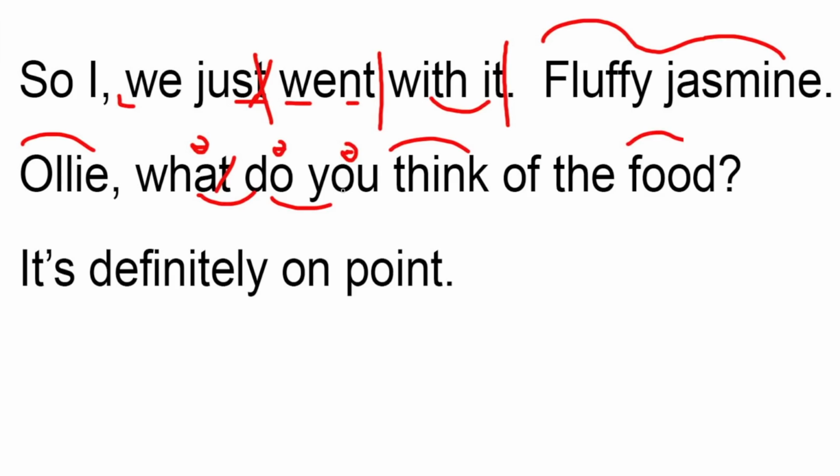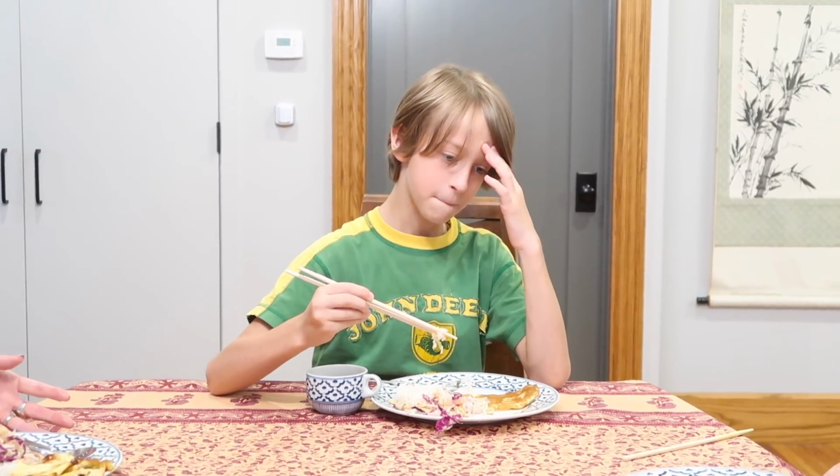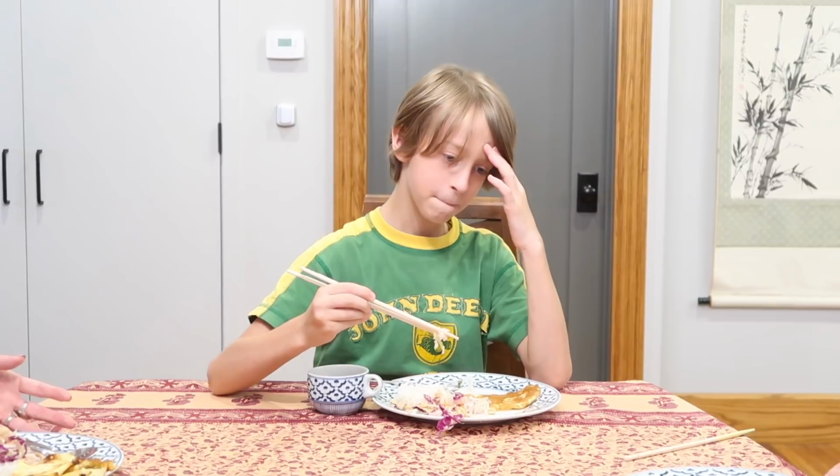It is this difference, this contrast between the stressed words, which are longer, clearer, louder, higher in pitch, against these unstressed words. It's this contrast that makes American English clear. What do you think of the food? What do you think of the food?